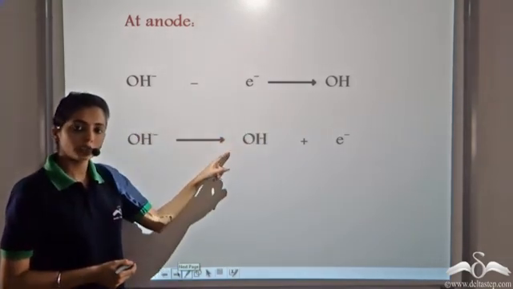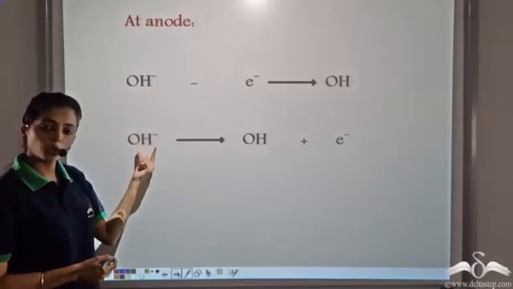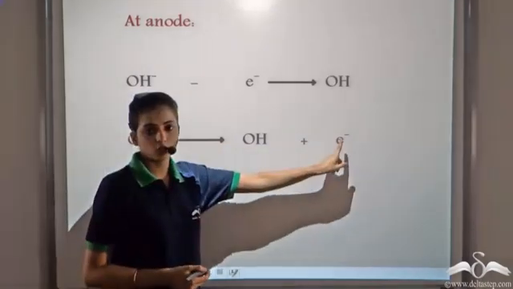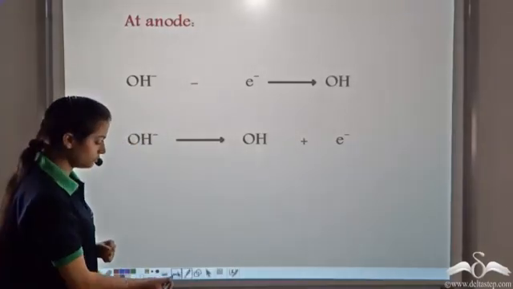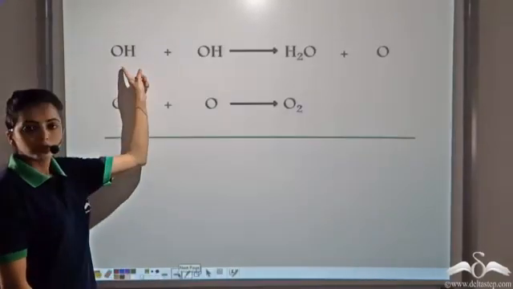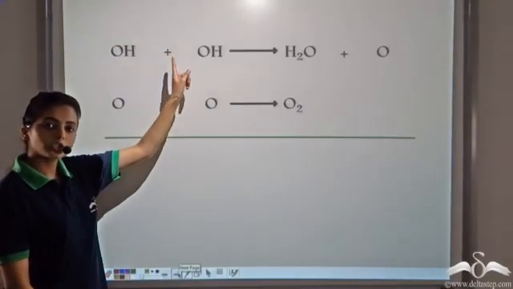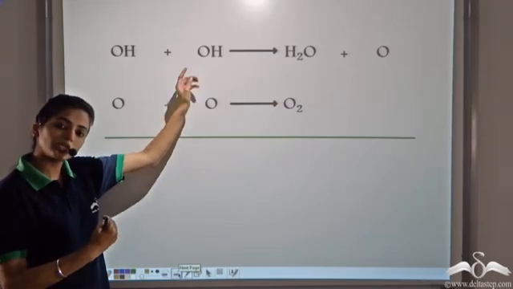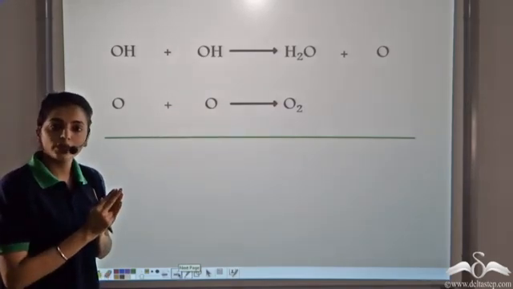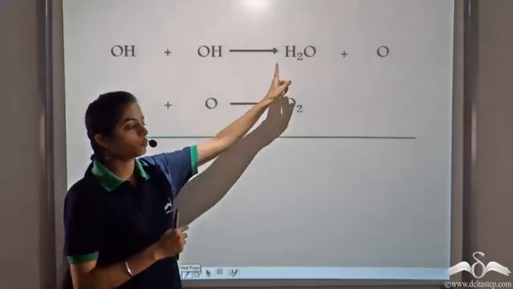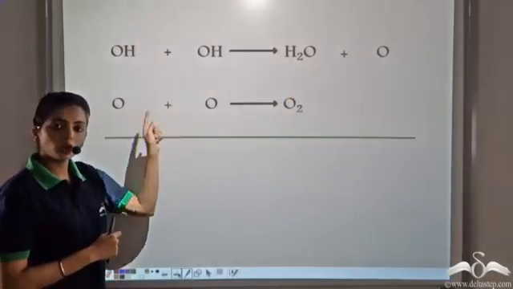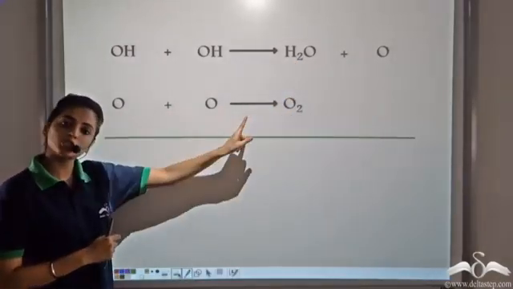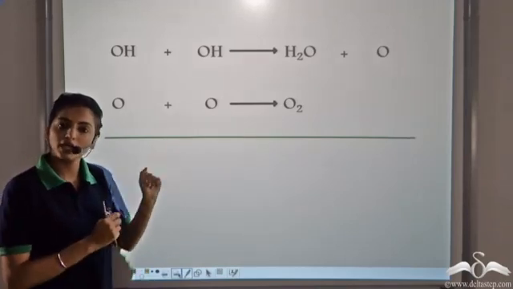This reaction can also be written in this form. That is, OH minus gives one electron, so we can write it as a product. Now we take this equation. We can write OH plus OH, the second equation which we get when two OH combine with each other to form water and an oxygen atom. And now we know that two oxygen atoms combine to form an oxygen molecule, that is the oxygen gas.